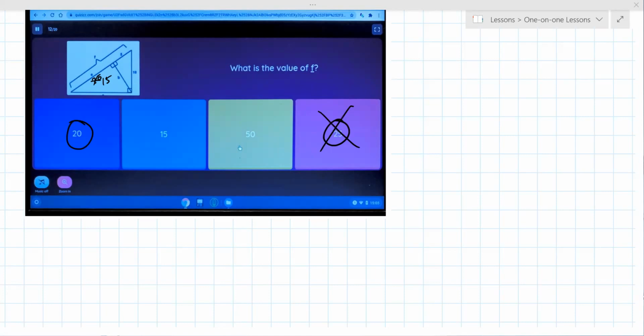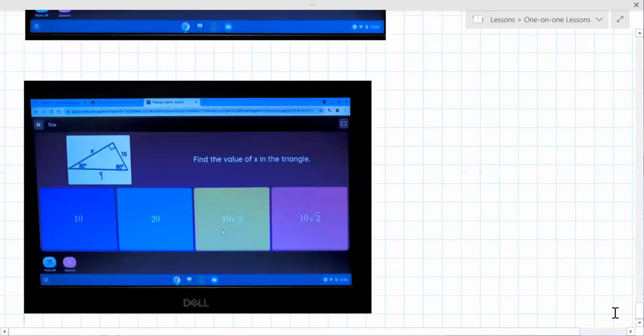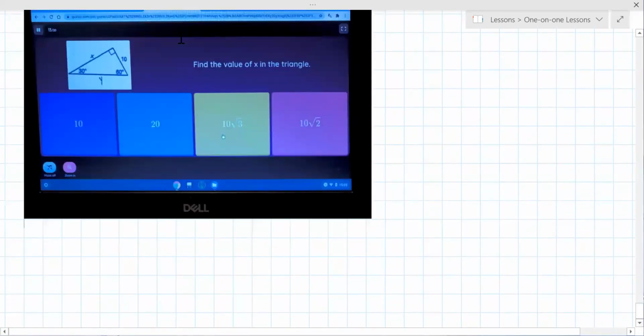All right, we're up to 13. Okay, find the value of x in the triangle. This is a 30, 60, 90 triangle. The short leg is across from the 30. So the short leg here is 10, and that's your reference x.